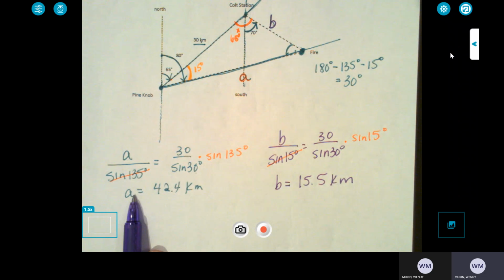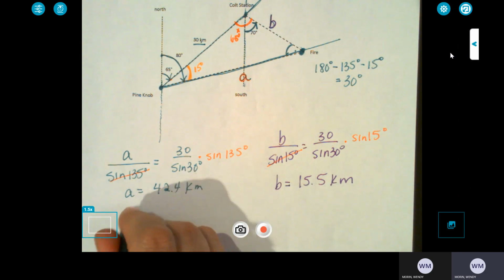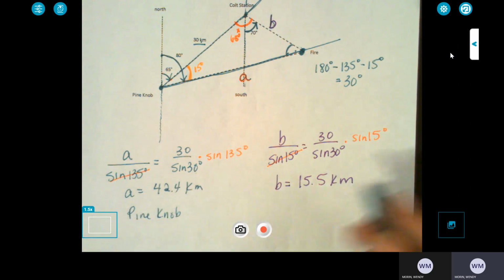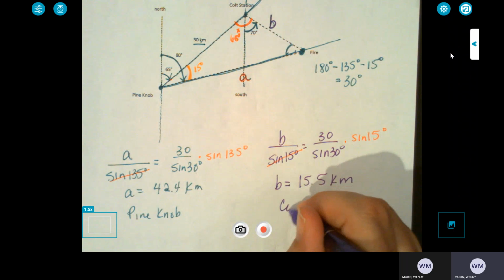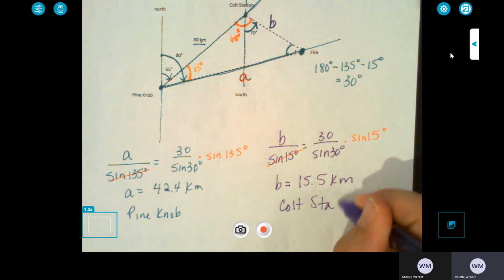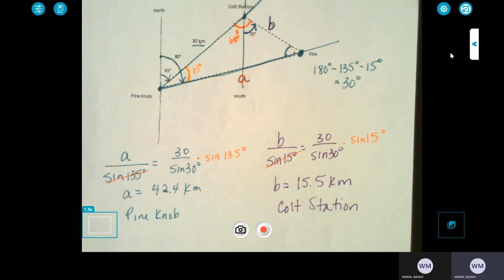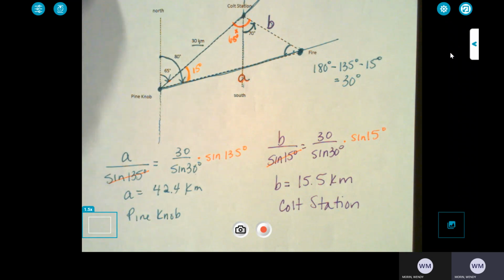So A is from Pine Knob to the fire, and B is Colt Station to the fire. And that is how you do bearings and apply them with the law of sines.